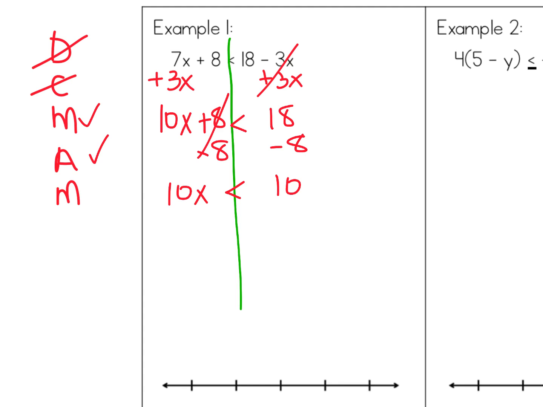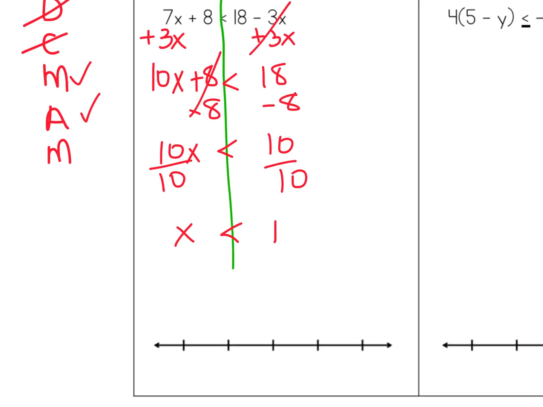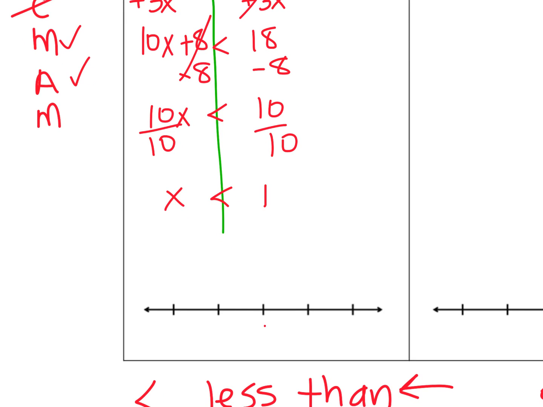And last is multiplying and dividing. We're going to divide by 10 to get the x by itself. Since 10 is a positive number, the symbol is going to stay the same. So we ended up with x is less than 1. On our number line, I'm going to put 1 right in the middle, and then I'm going to fill in the other tick marks.